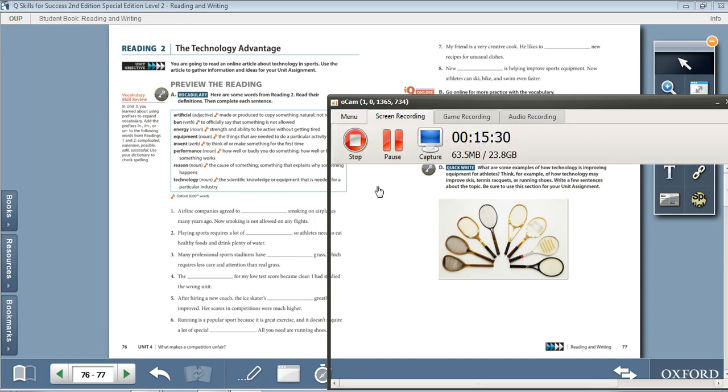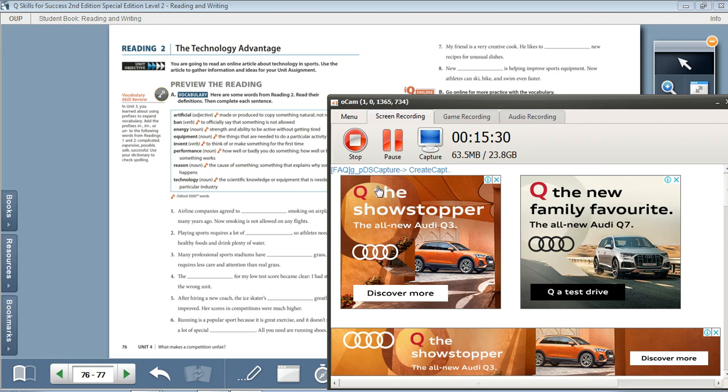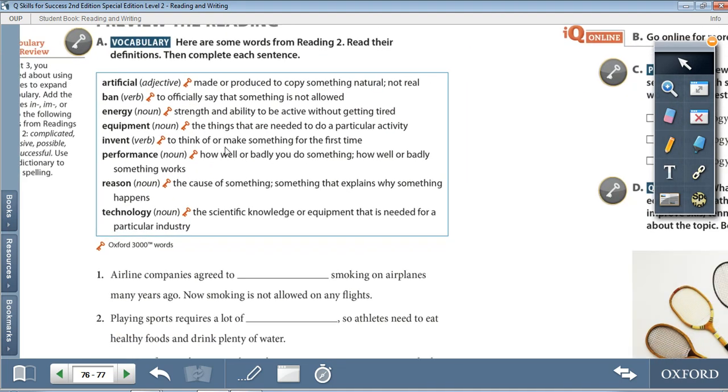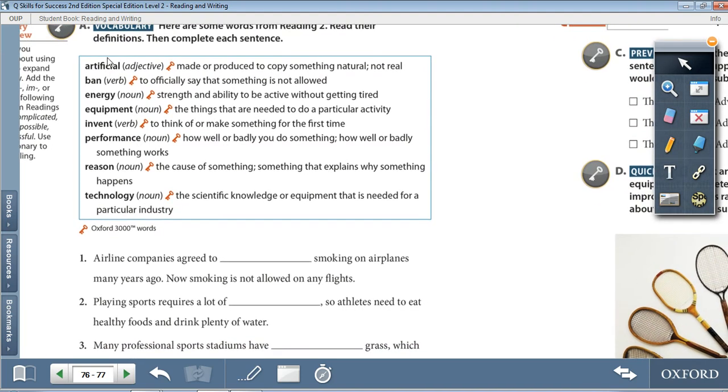Moving on to Reading 2, The Technology Advantage, on page 76. In activity A, we have some words from Reading 2. We need to read the definitions, then complete each sentence. Let's read the definitions fast.